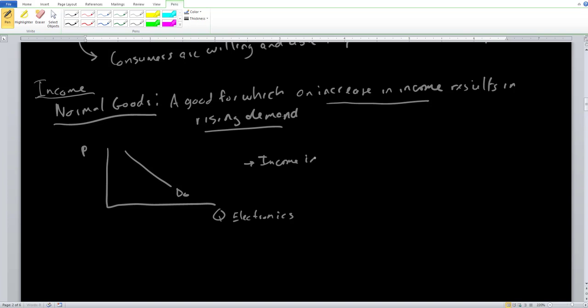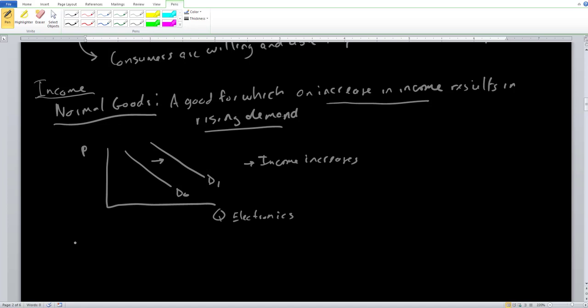So when income increases, this is the general shock that we're going to introduce. When your income increases and we're taking a look at a normal good, how do you think demand is going to react? Demand is going to shift over to the right, telling us that we have higher demand for these normal goods. And just the opposite, of course, if income decreases on normal goods, we're going to have less demand.